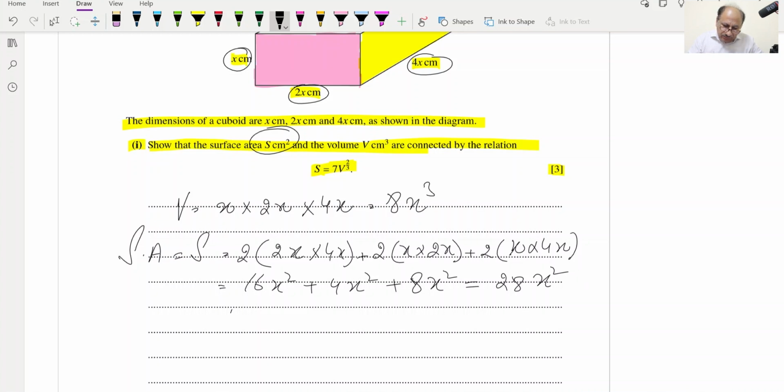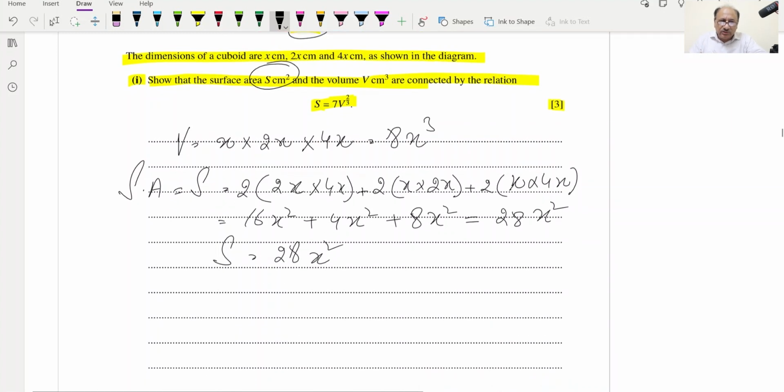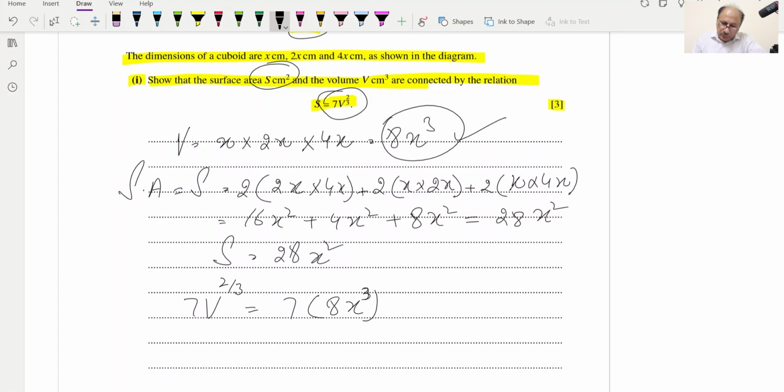This will be the surface area, so surface area is equal to 28x squared. Now we can utilize this one. 7 volume is what? 7v raised to power 2 by 3, and we got this 8x cubed, so we can write here 7 into 8x cubed whole raised to power 2 by 3. We have replaced the v value in this one, and we will get 7 into, this will be 2x whole cubed.